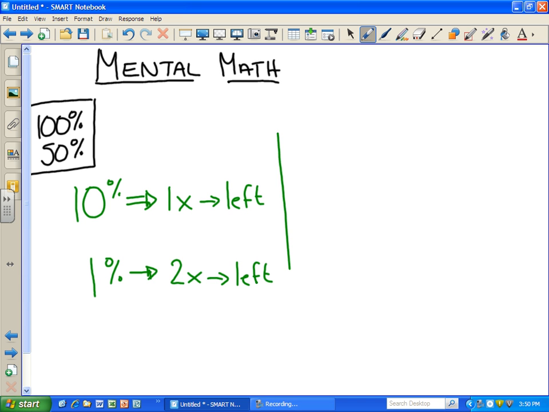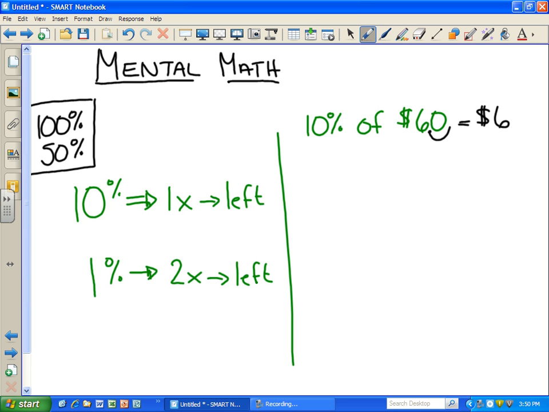For example, 10% of $60. First thing we have to know is that 100% is $60. What's 50%? 50% is half of $60. So 50% would be $30. So we know it's going to be less than $30. So let's move the decimal one time to the left. So 10% is $6.